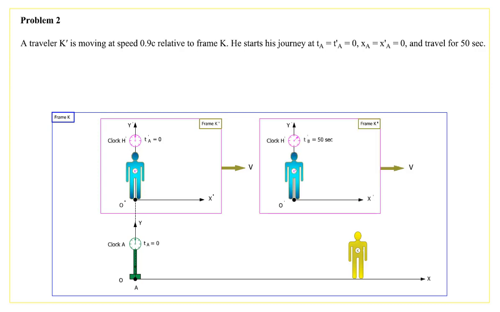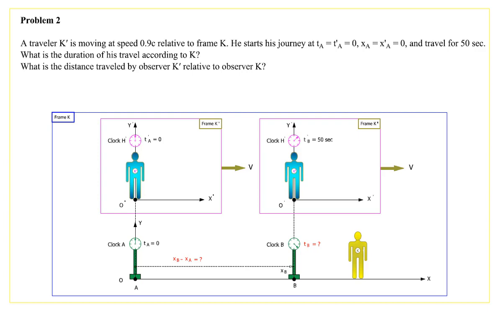Second problem. A traveler K' is moving at speed 0.9 c relative to frame K. He starts his journey at space-time coordinates tA equals t'A equals 0, xA equals x'A equals 0, and travels for a duration of 50 seconds. What is the duration of his travel according to K? What is the distance traveled by observer K' relative to observer K? What is the time reading at the end of the journey according to K and K'?